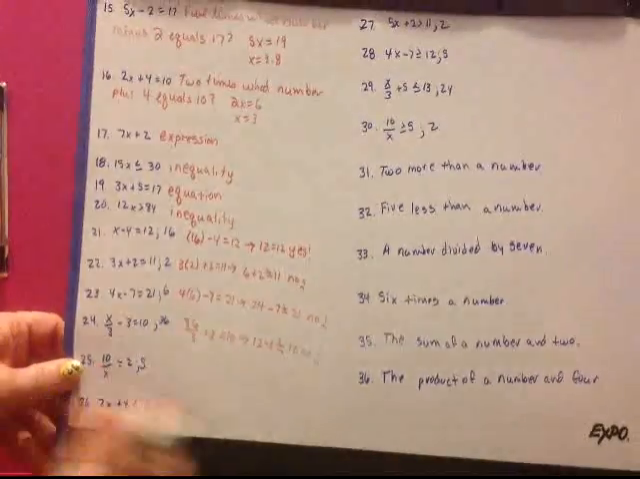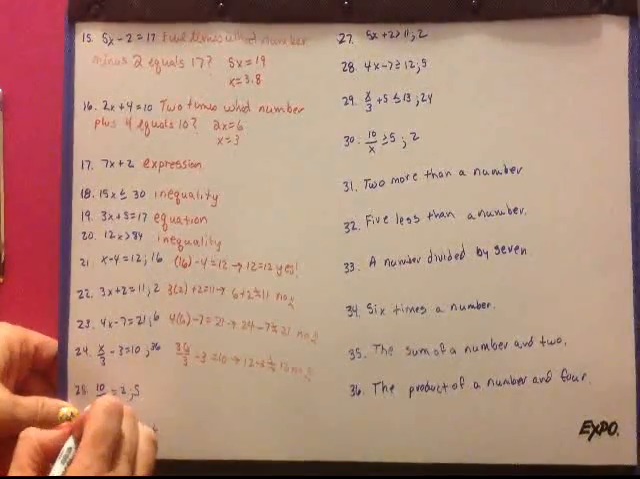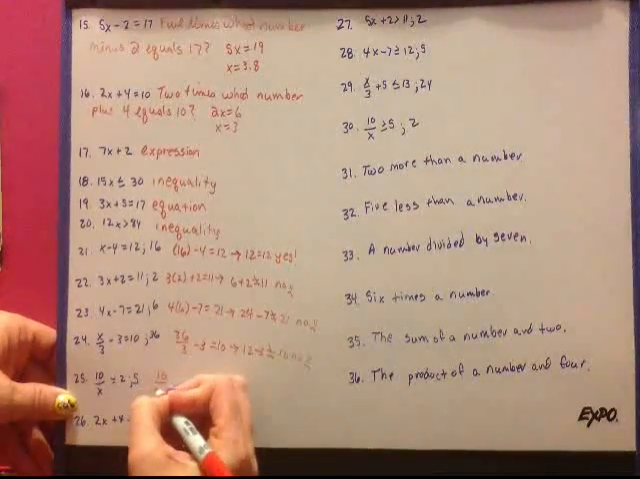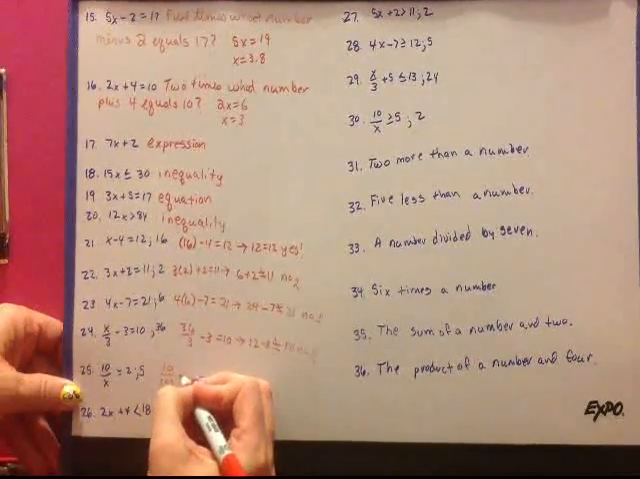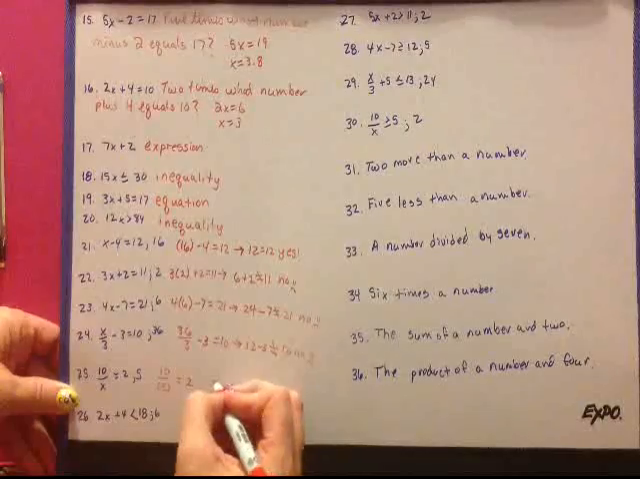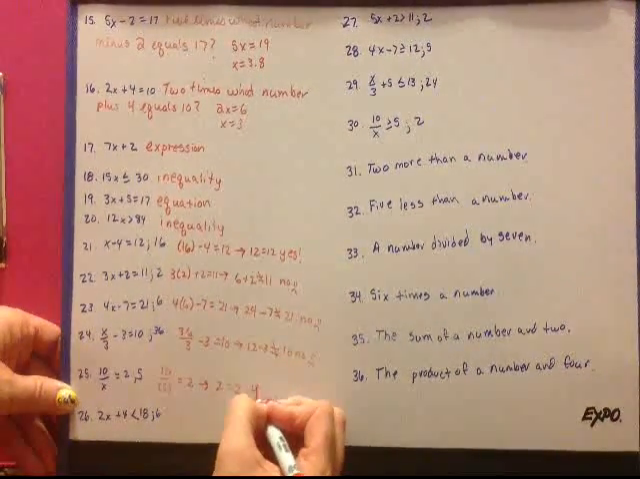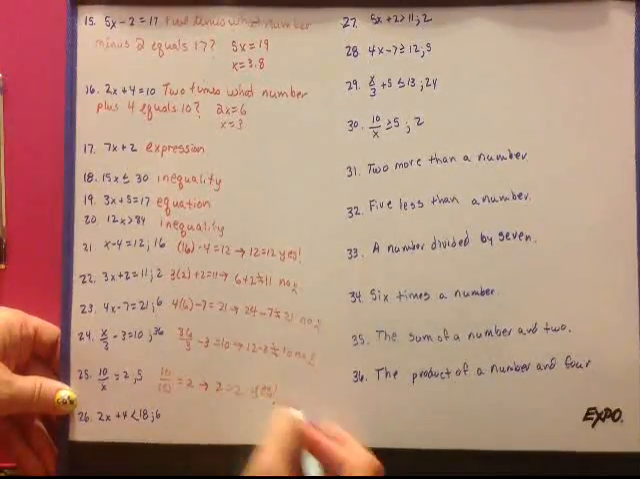Let's see if number 25 is right. 10 divided by x equals 2, and x equals 5. 10 divided by 5 equals 2. That is true. 2 does equal 2, so yay! We had another one.